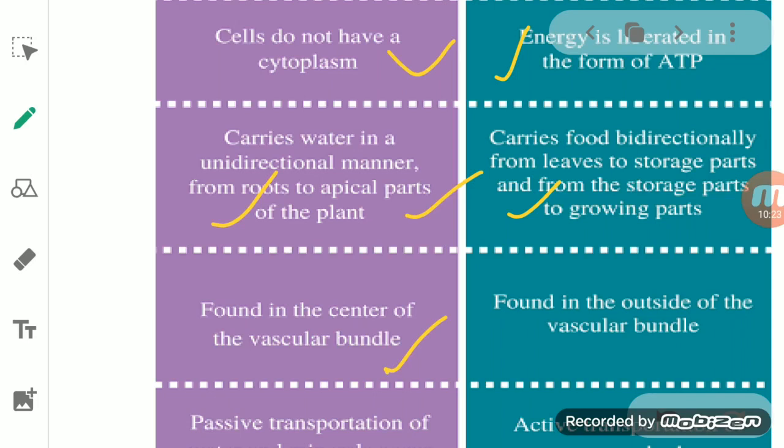So it is present just above the pith, which proves that it is the innermost, or the center, of the vascular bundle. If you see the TS of a vascular bundle, you find that xylem is present at the center of the vascular bundle, while the phloem is present at the outside. The conducting tissue present at the center is xylem, and the tissue present at the periphery, or outside, is known as phloem. So this is the difference in their location also.